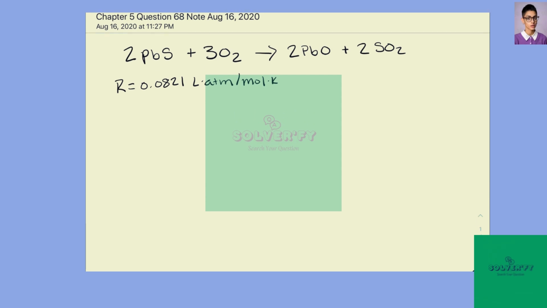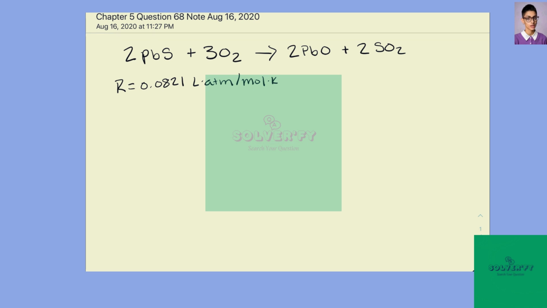Alright, so for this problem, they are wanting us to find the volume in liters of sulfur dioxide using this balanced chemical equation. For this equation, I'm going to be using R is equal to 0.0821 liters atmospheres per mole Kelvin. And then they do give us a couple other unknowns that we can use to help us solve this problem.